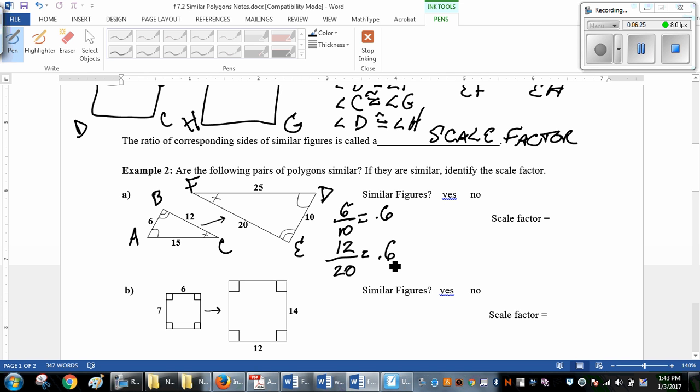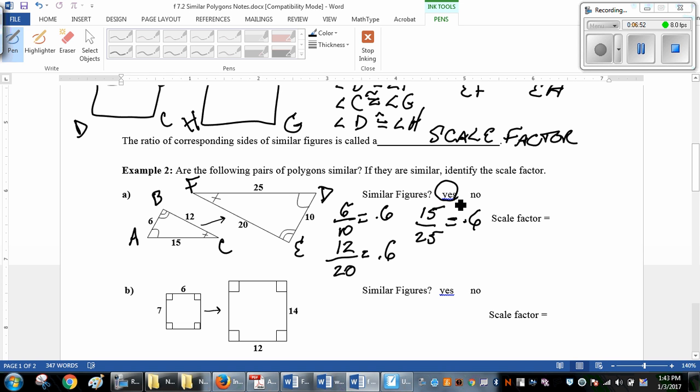Now we just need to check the last one. So we checked AB and DE. We checked BC and FE. Now we need to check AC, which is 15, and FD. And if we divide that again, we see that that's going to give us the same thing, which is 0.6. So there we go. These are similar figures because they have the same ratio.